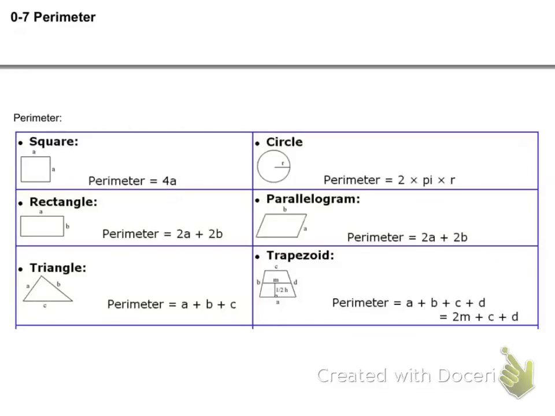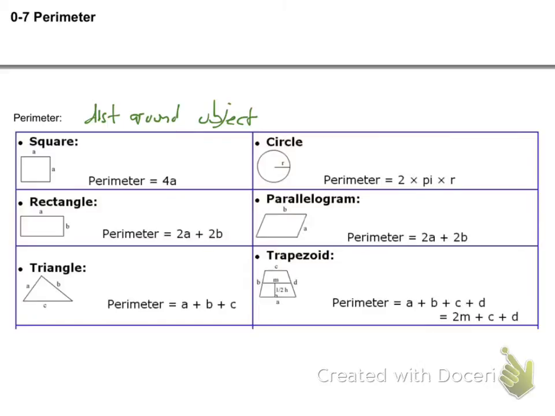Okay, 0-7, we're going to talk about perimeter in this lesson. We're going to talk about the perimeter of generally, most likely, easy shapes. When we get to a little bit more difficult shapes, you're going to just basically take the easy ones and put them together. Wait a minute, what is perimeter again? The distance around an object.